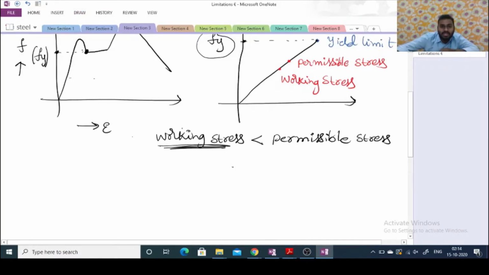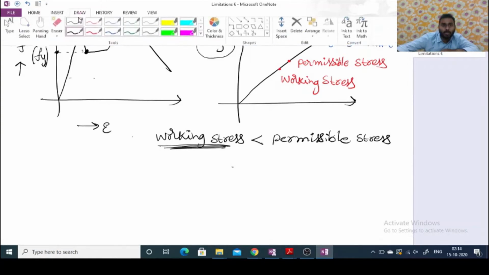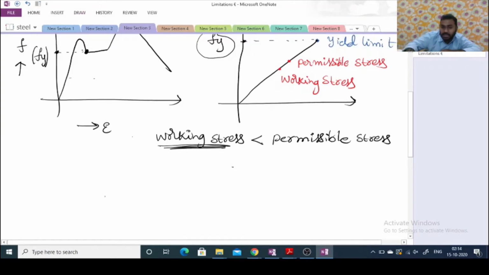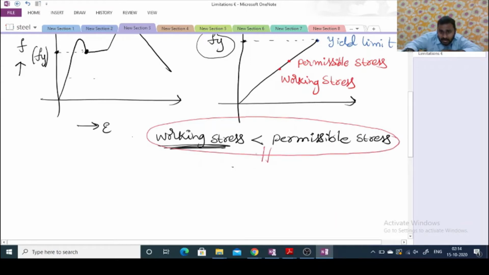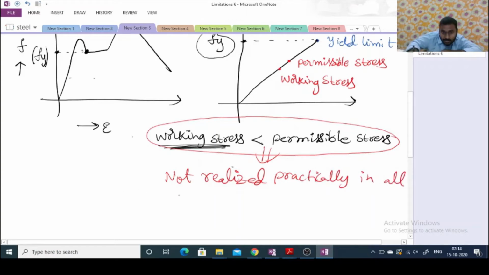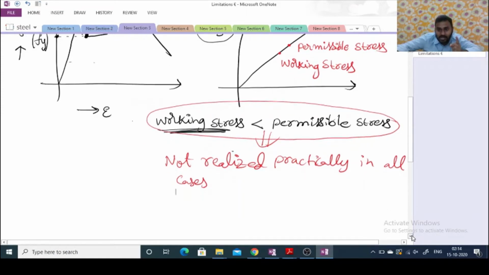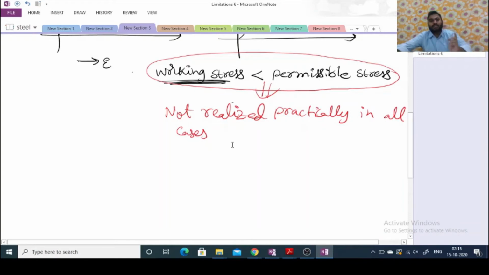Now if you observe this design criteria, that is, working stress is less than permissible stress, this is the design criteria. But this design criteria is not realized practically in all cases. Now let us inspect in what cases this particular design criteria fails. What are those effects and what are those cases? Let us see.